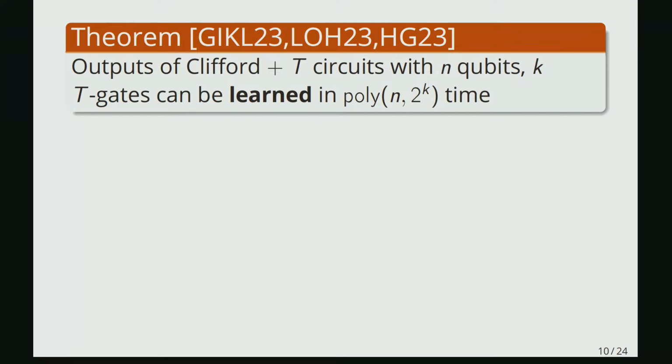So we show that if you have a quantum state that is the output of a Clifford+T circuit that has n qubits and at most k T gates, then you can learn that state in time that scales polynomially in n and exponentially in the number of T gates. And I should mention that at basically the same time, there were 2 simultaneous works that achieved similar results, one by Leone, Oliviero, and Hamma, and one by Grewal, Iyer, Kretschmer, and Liang, which we actually heard a little bit about earlier this week in Dominic's talk.